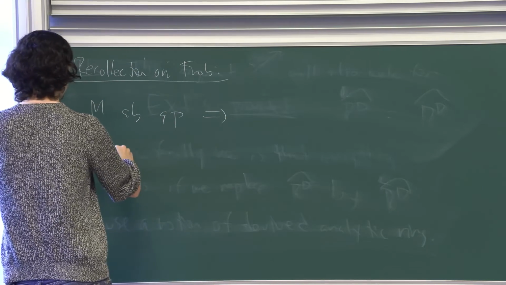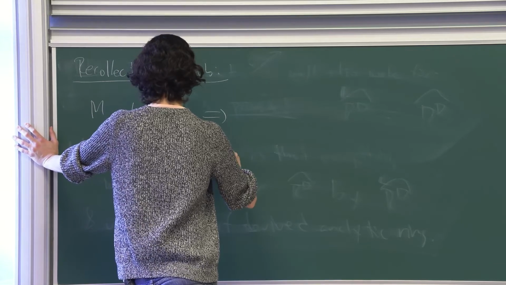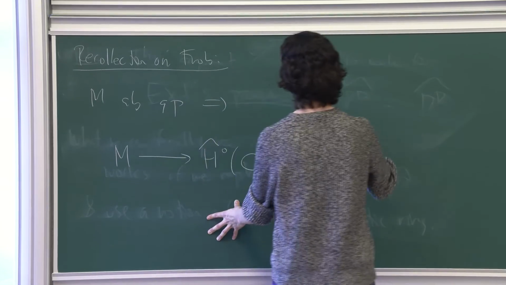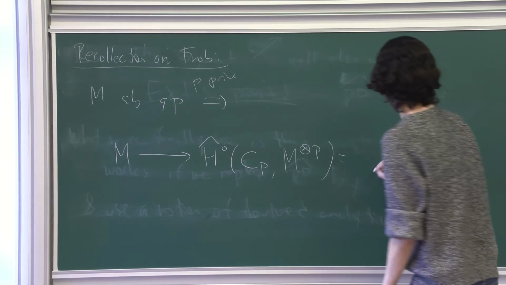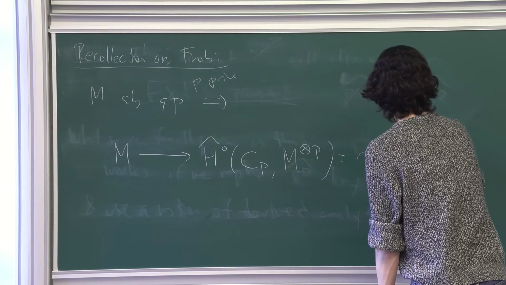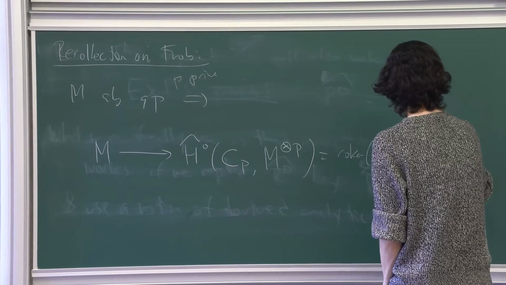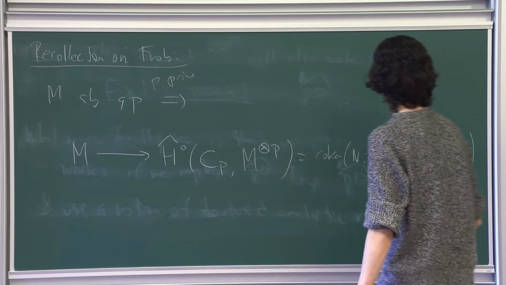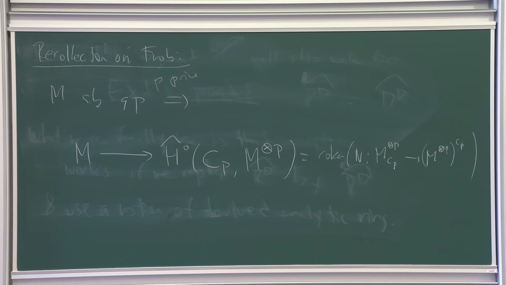then you get a natural map from M to the zeroth Tate cohomology of CP acting on M tensor P. So P is a prime. Recall that this is the cokernel of the norm map, or the transfer map maybe is a better name for it, from M tensor P CP orbits to M tensor P CP fixed points. Maybe say that CP is a specific group of order P. Yes, thank you, yes.